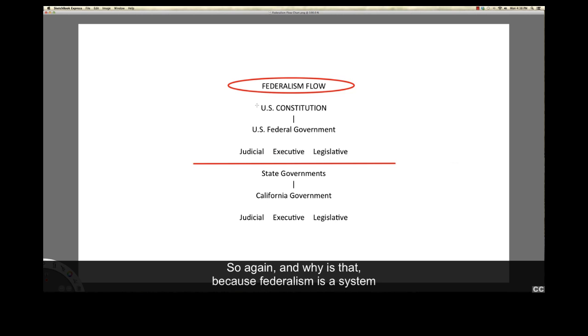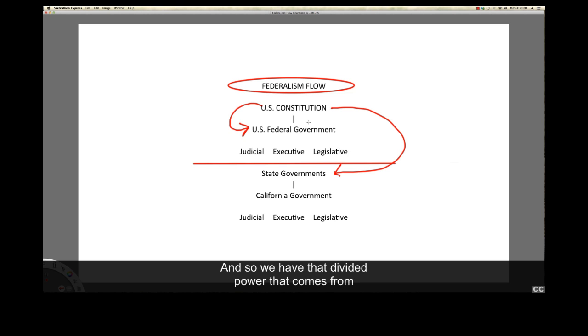So again, why is that? Because federalism is a system of constitutionally divided power. We have right here, okay, the U.S. federal government, all right, and right here we have the state governments. And I drew those lines that way because the Constitution is what allows state governments to exist, and it is also what allows the federal government to exist.